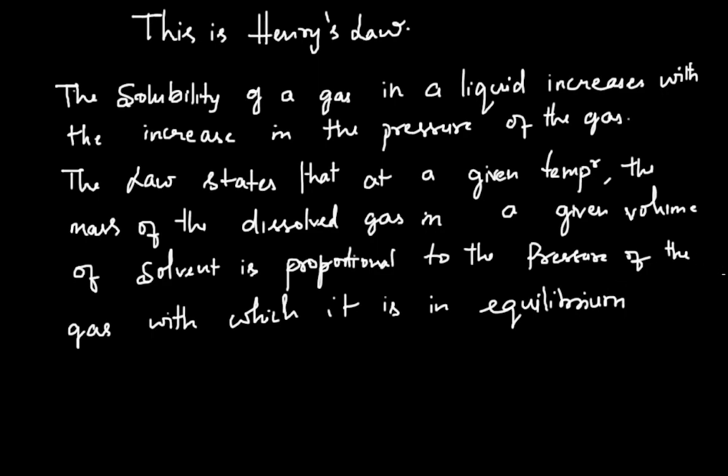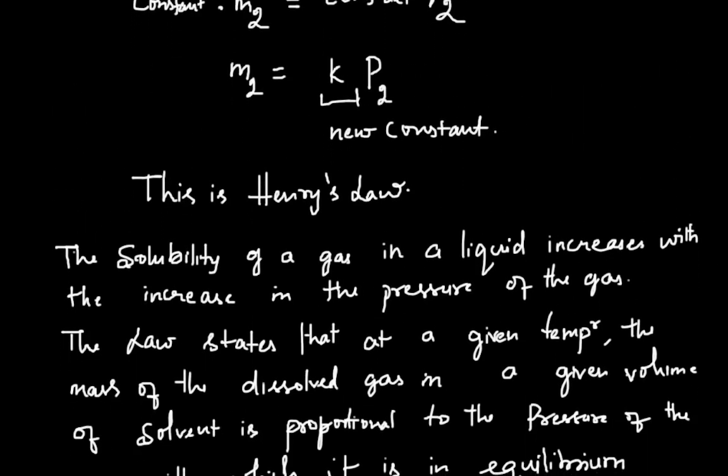So if m is the mass of the gas dissolved by the unit volume of the solvent at equilibrium pressure P, then according to Henry's law, m is directly proportional to P and m is equal to K P, where K is a constant of proportionality. More about this K, we will do in the next video.